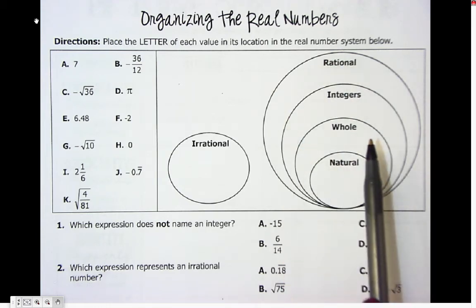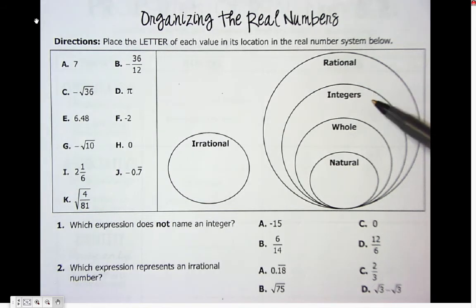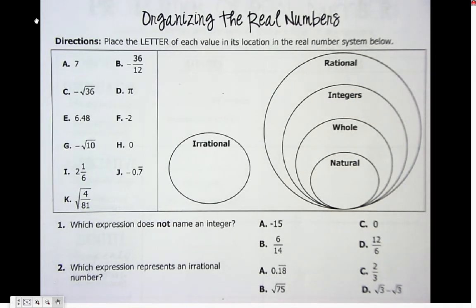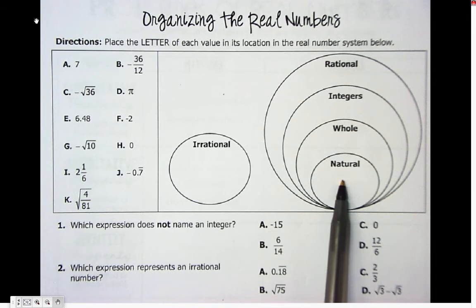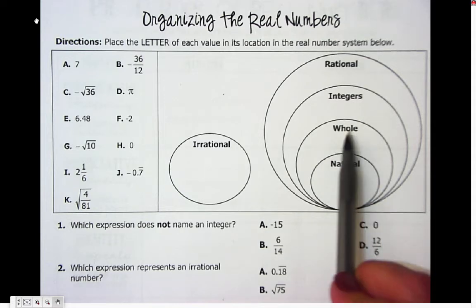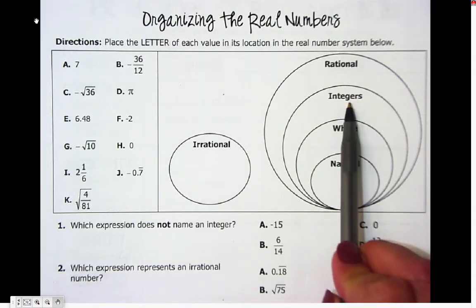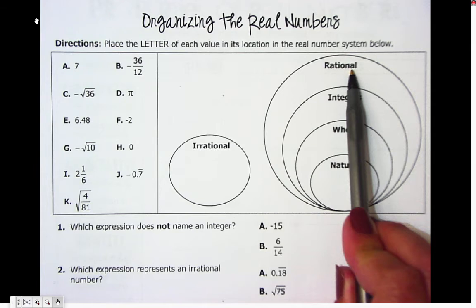And if they're rational, they can be integers, whole numbers, or natural numbers. So every natural number is going to also be in the set of whole numbers. Every whole number is going to be in the set of integers. And every integer is going to be in the set of rational numbers. But it doesn't work both ways. So for example, 0 is not a natural number, but it would be a whole number, it would be an integer, and it would be a rational number.